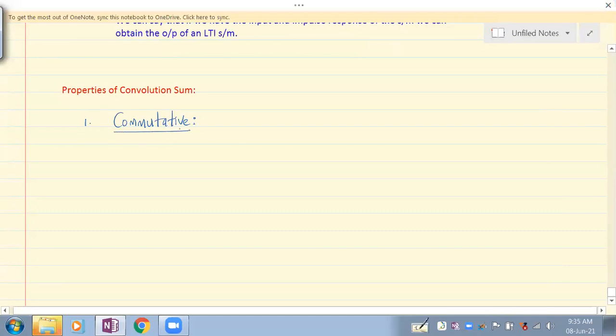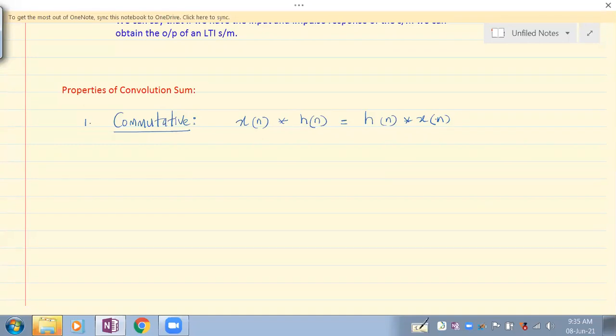Fine. So what does the commutative law say? If you have the convolution sum of x of n and h of n, whether you do x of n convolution h of n or h of n convolution x of n, both are equal. This is what the commutative law says. So convolution sum is commutative in nature. That means if you interchange the first signal and the second signal, the convolution sum will not change. So let's see the proof of this particular property.